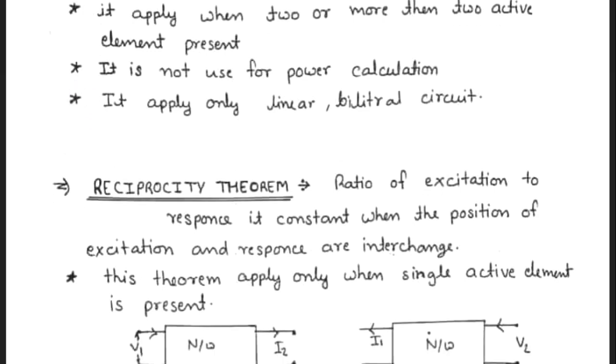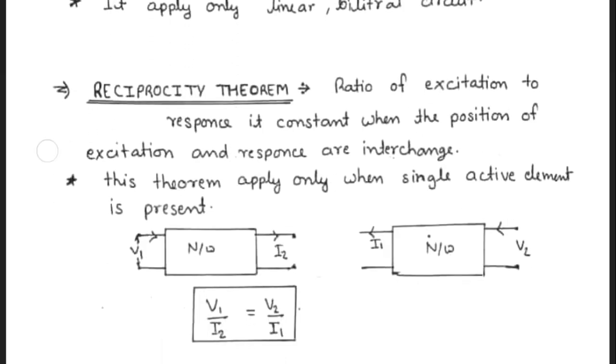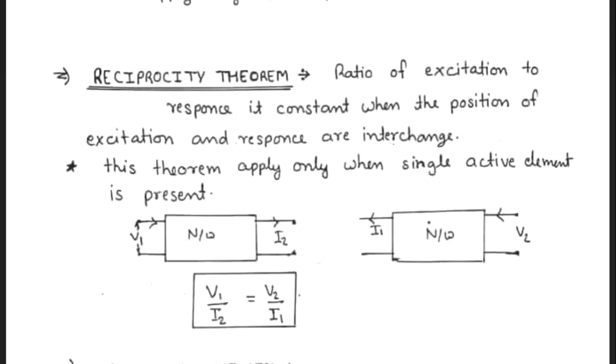Reciprocity theorem. The ratio of excitation to response is constant when the positions of excitation and response are interchanged. The theorem applies only when a single active element is present. V1 with network I2, I1 with network V2: V1 by I2 equals V2 by I1. That is the reciprocity theorem.